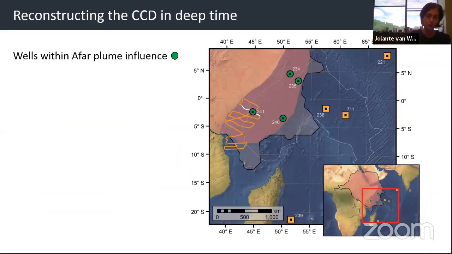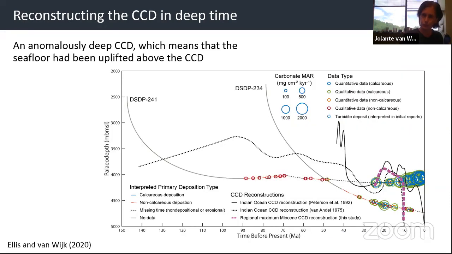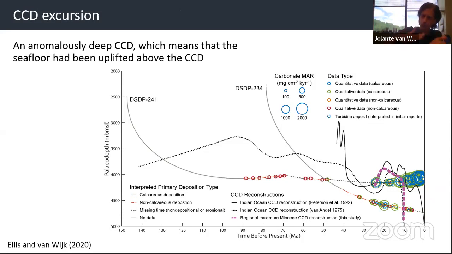Now I'm going to show you the results of the 4 wells within the Afar plume influence zone. And they're indicated here with the green circles. And now we found the following. I'm showing here results of 2 wells, the DSDP 241 and DSDP 234. And you can see on this figure these typical ocean bathymetry evolution curves. Now, what we find here is that in both of these wells, in these locations, the seafloor was lifted above the CCD in the past, and that resulted in calcareous deposition.